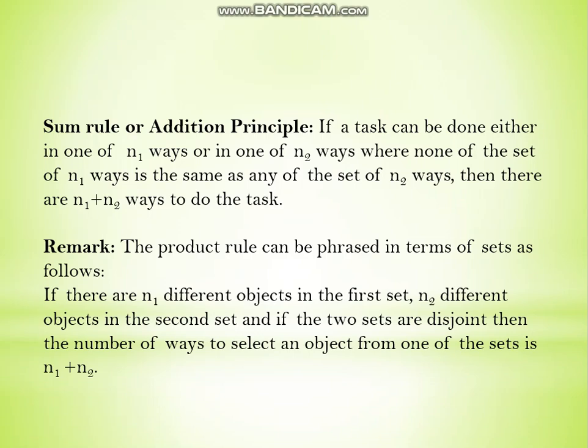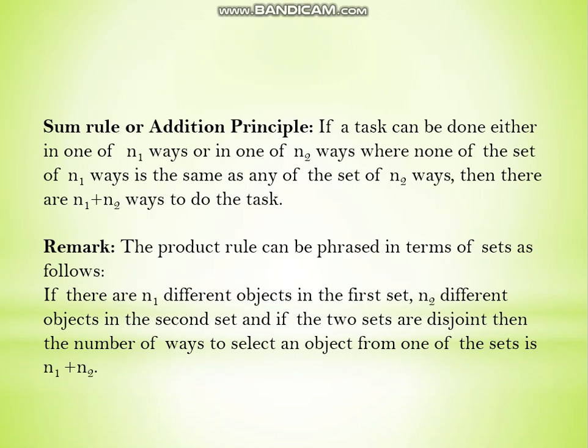The remark in terms of sets: if you have n1 red balls and n2 black balls, and you want to choose just a single ball out of two different sets, if there are n1 objects in the first set and n2 different objects in the second set, and the two sets are disjoint, then the number of ways to select an object from one of the sets is n1 plus n2. We don't want both balls, we just select a single ball, either a red ball in n1 ways or a black ball in n2 ways. So the total choices are n1 plus n2.